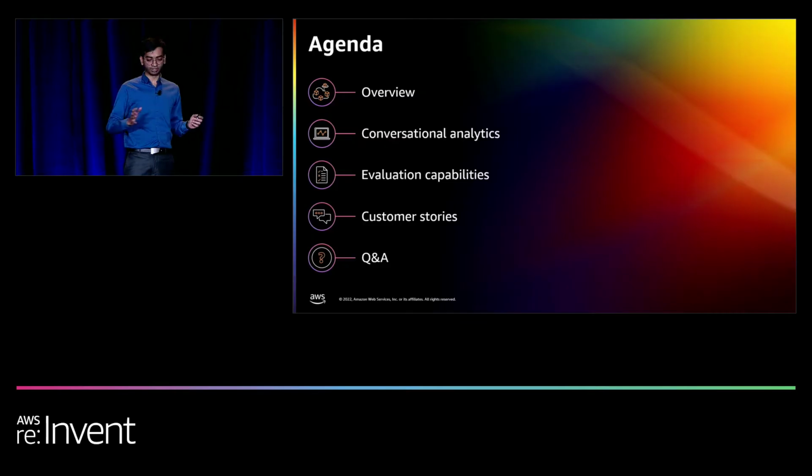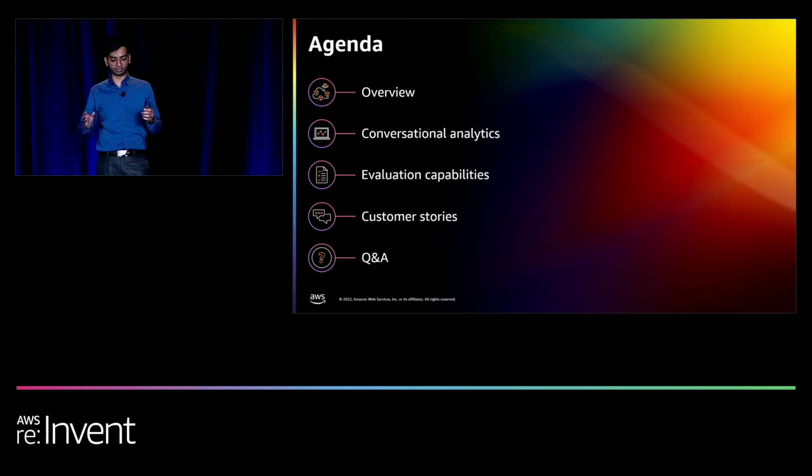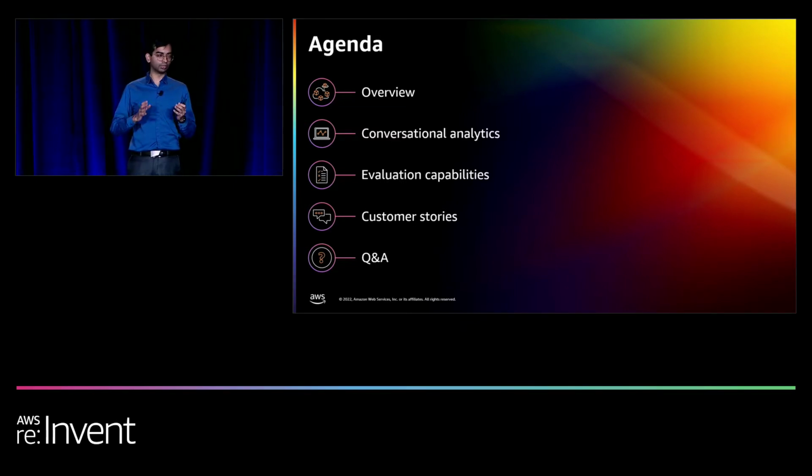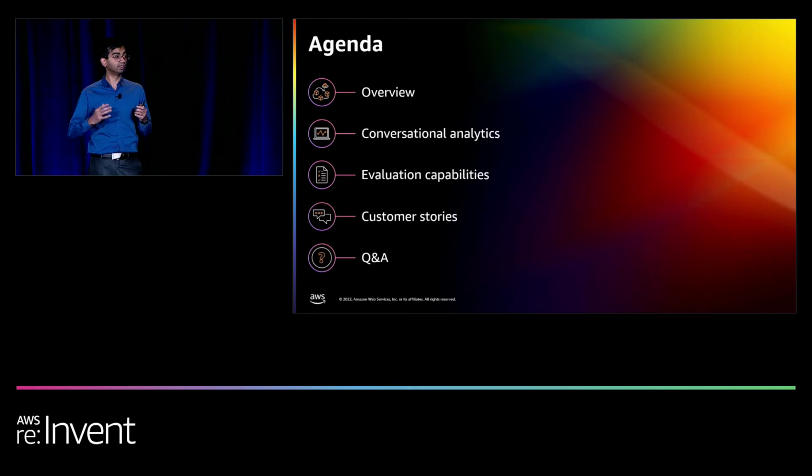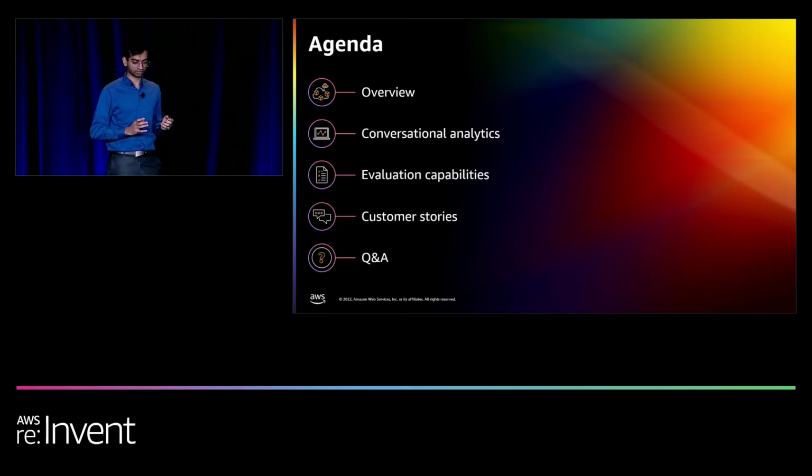So we have a packed agenda for you today. I'm just going to walk you through the agenda. First, I'll give you a very quick overview of Amazon Connect and Contact Lens. Next, I will talk about our existing and new conversational analytics capabilities. I will then hand off to my colleague, Wenny, who will walk you through the new evaluation capabilities and also show you a very quick demo. Following that, Wenny will share some customer stories. And finally, we will leave about 15 minutes at the end for a Q&A session. So with that, let's get started.